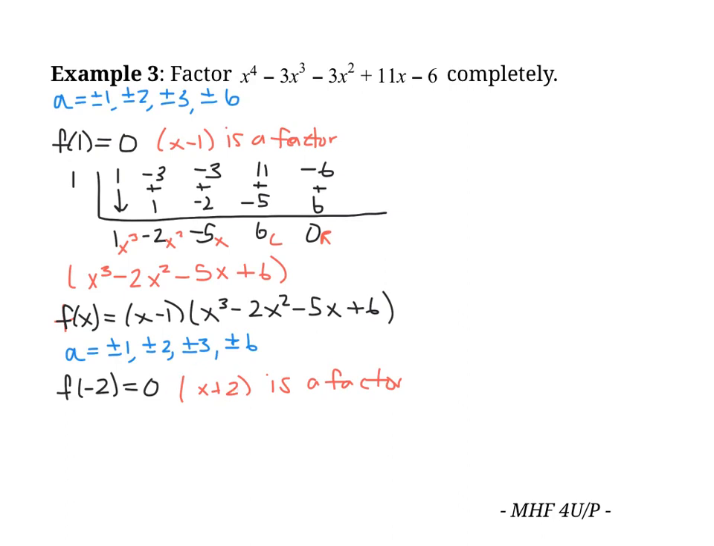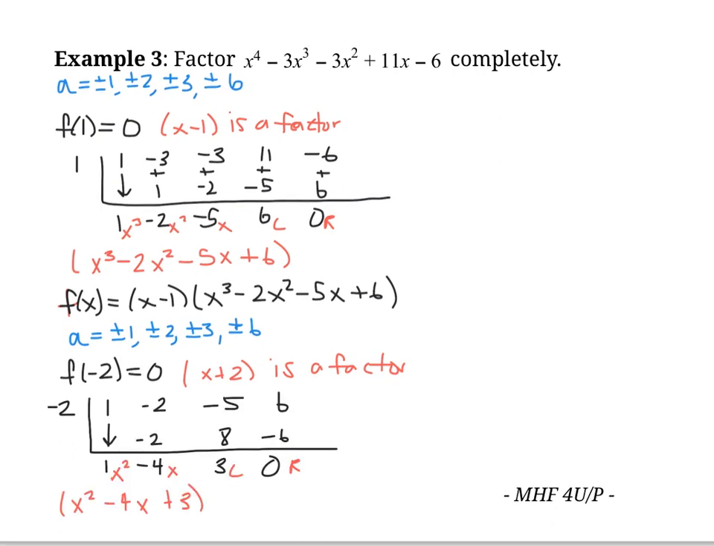Remember, now I'm trying to break up this one here. I've already started to break up the original into these two. Now I've got to keep breaking this one up, and I found x plus 2 is a factor. So let's divide x plus 2 into this and see if we can come up with another factor. If you divided x plus 2 into this, you should get this quotient, x squared minus 4x plus 3.